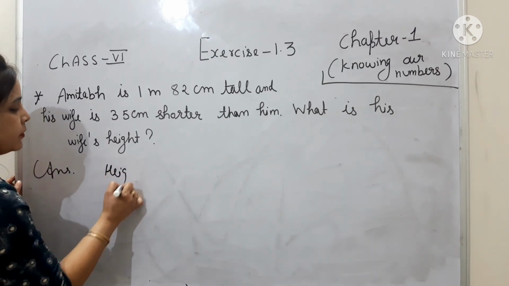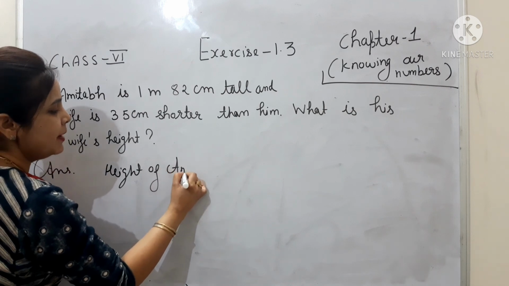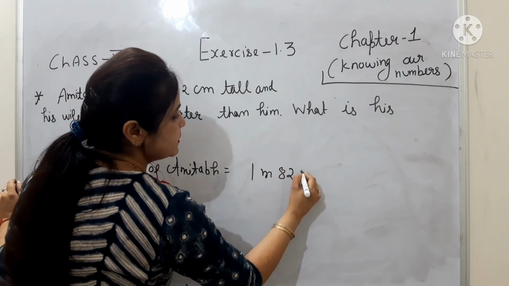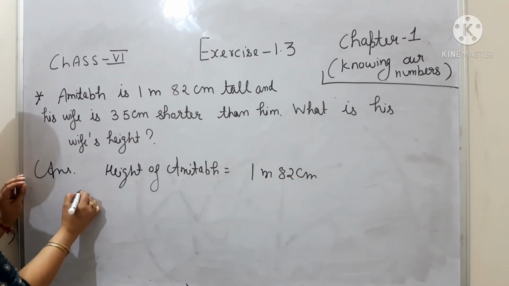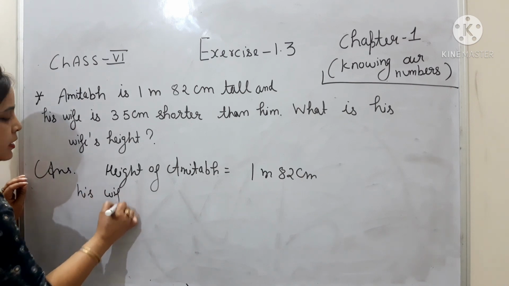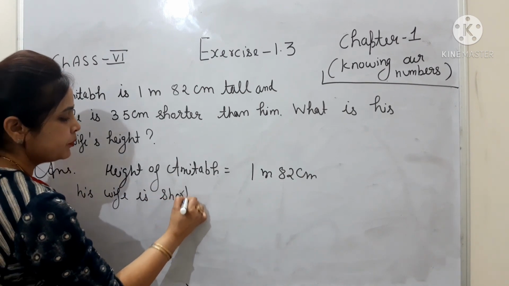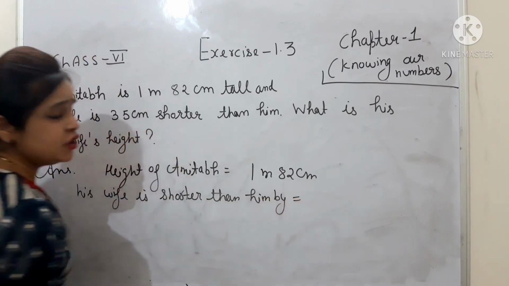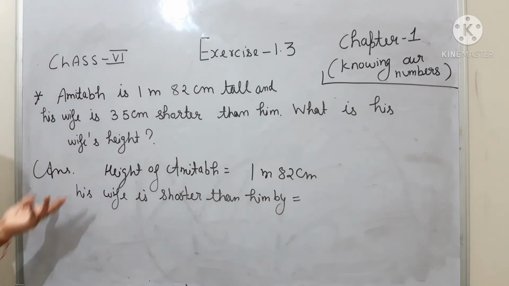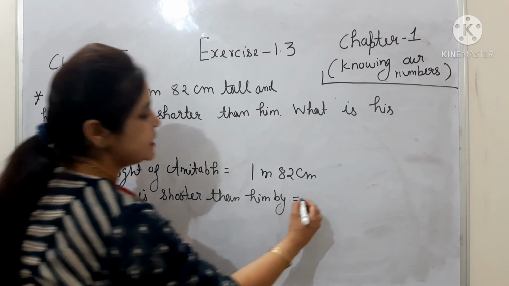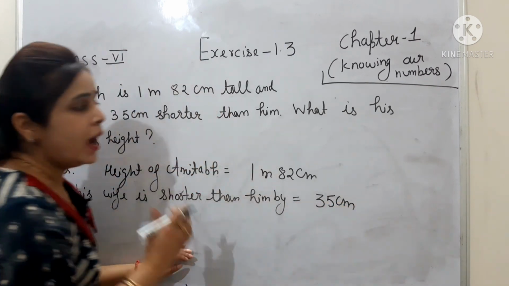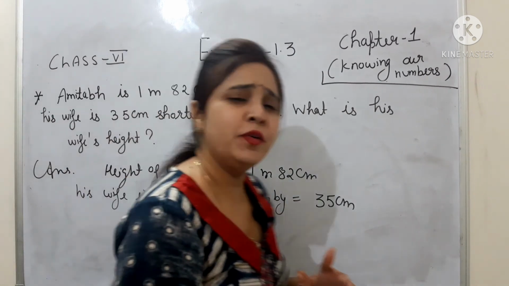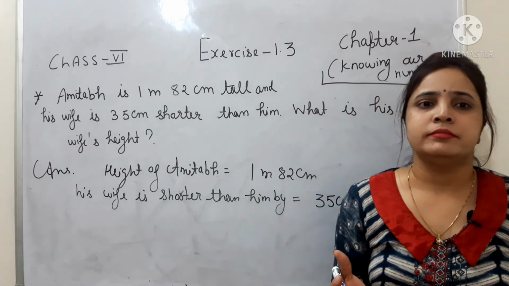Height of Amitabh. What is the height of Amitabh given to you? The height of Amitabh given to you is 1 meter 82 centimeters. Okay, his wife is shorter than him by, of course his wife is shorter than him, but how much shorter is she? She is shorter than him by 35 centimeters. Now you have to calculate what is his wife's height. Because his wife is shorter than him, so I think you should do the addition. Yes, very good.